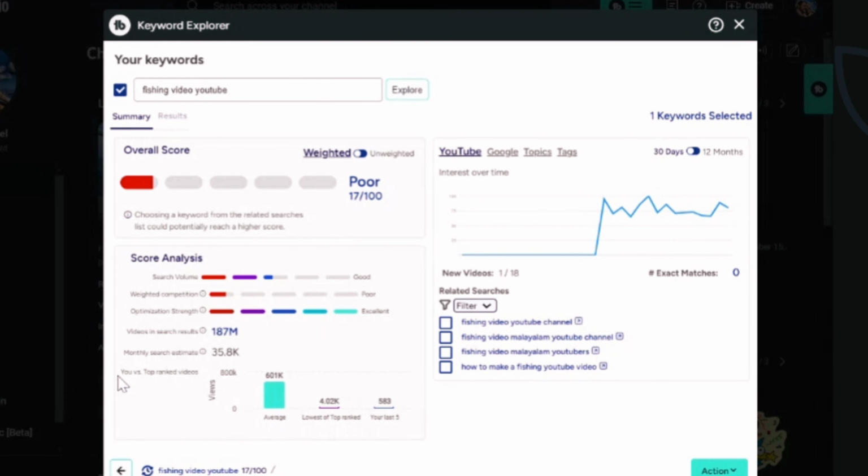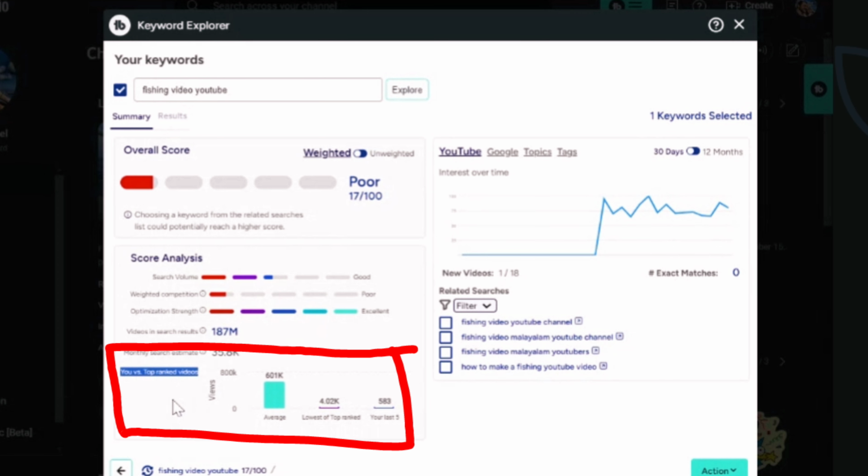Now, again, there's a lot of competition. There's a lot of people who already made videos about it, and that's why the overall score for that term is so low, is because there's so much competition. It would be hard for us to get a foot in the door for that term. It's not to say it's impossible, but it would be difficult. We're going to look at our channel versus the top ranked videos on YouTube.